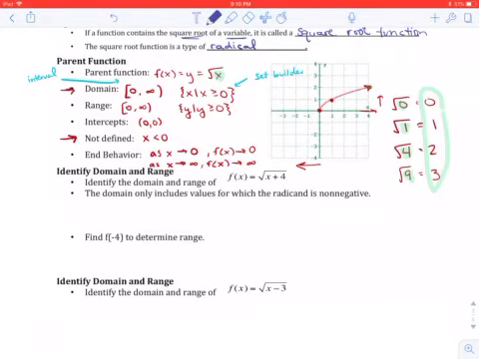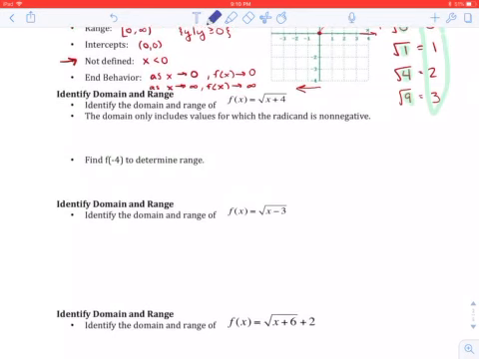So identify the domain and range of the function. The domain, in this first example, I have a little description of how I'm doing it. The domain only includes values for which the radicand, the number underneath the radical, is non-negative. So when I find the domain, I grab whatever's under the square root symbol and make sure that is not negative, which means it's positive or 0.